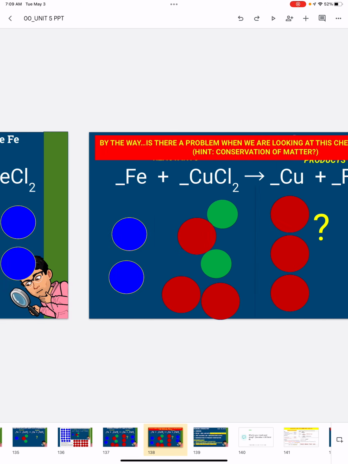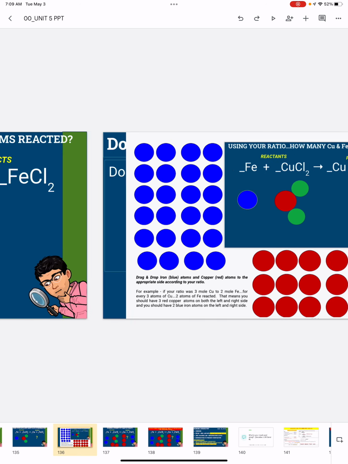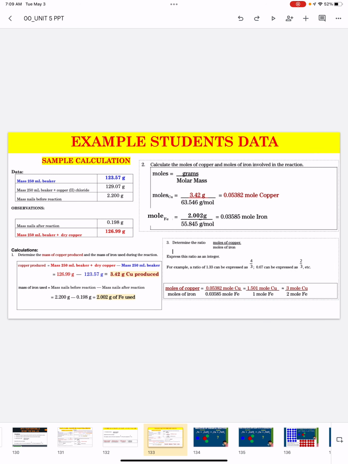So to recap, what you're going to be doing in this assignment is getting the ratio of copper to iron atoms. You are just dragging and dropping your circles. You are going to use your lab data here. This is sample data. You're going to use your data, calculate how many moles of copper and iron you have, and divide those 2 numbers to get the ratio. If you need help with your ratio, just let me know. I can tell you what your ratio is if you can't figure it out.